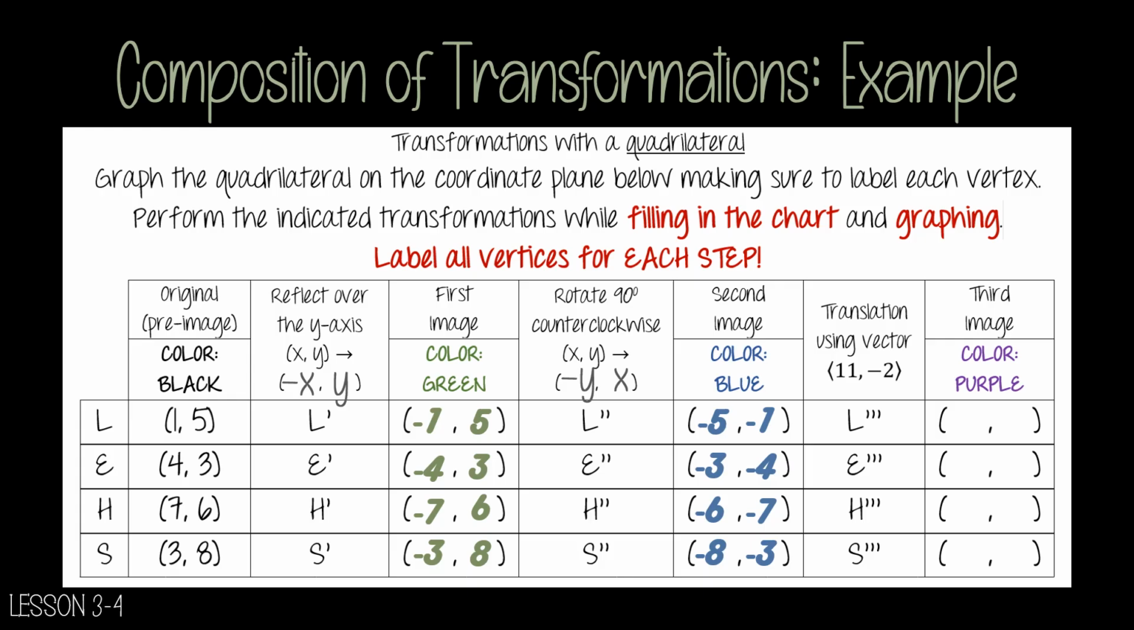Now we're doing a translation using the vector <11, -2>. So we're going to take from the blue shape that we just graphed. We're going to add 11 to all the x's and subtract 2 from all the y's. So add 11 to all the x's, subtract 2 from all the y's. Let's graph this.